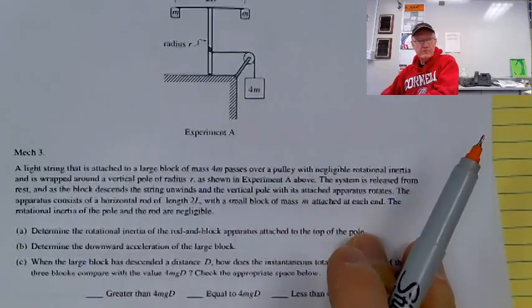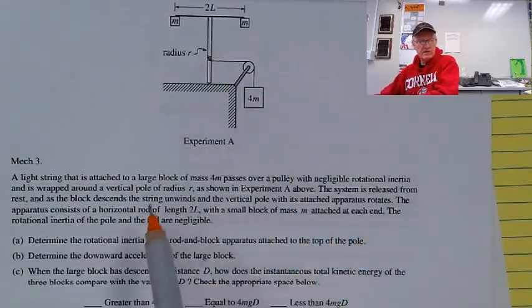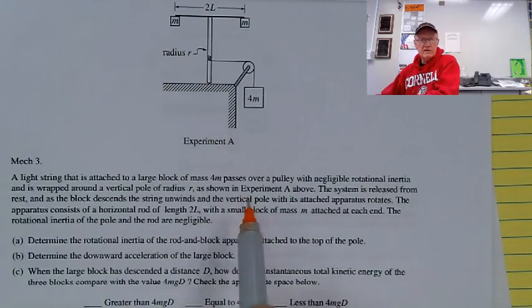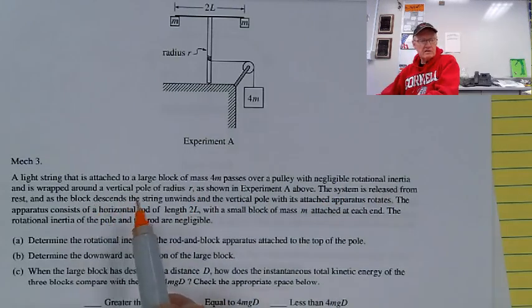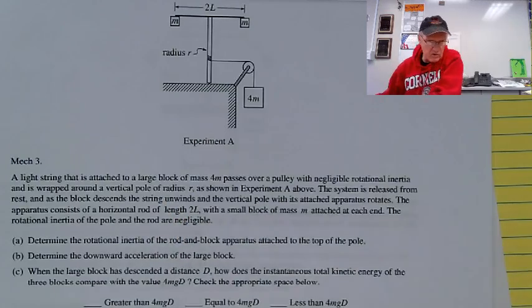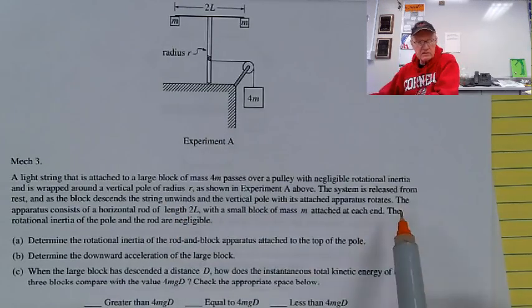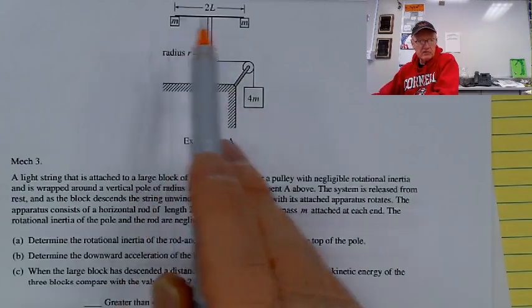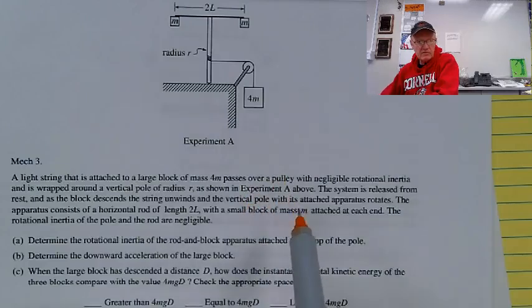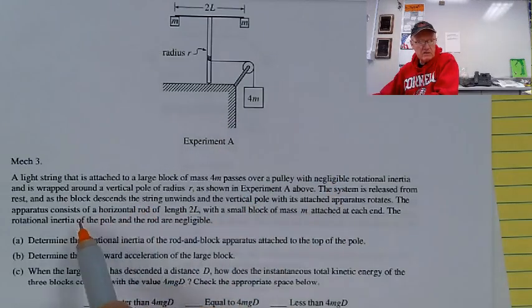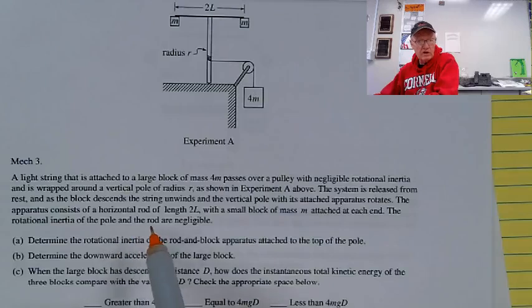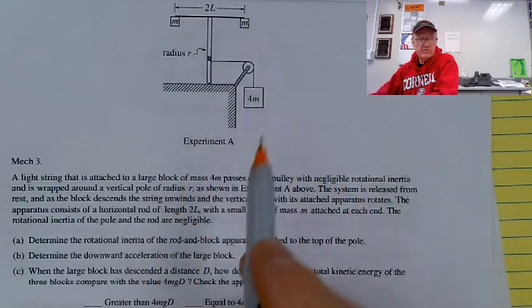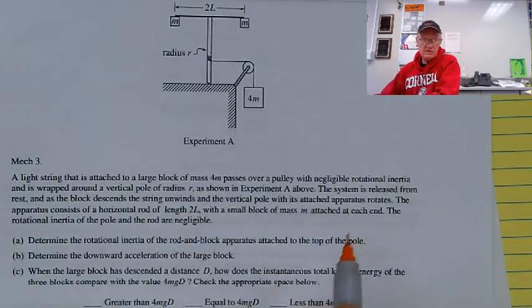The system is released from rest, and as the block descends, the string unwinds and the vertical pole with its attached apparatus rotates. The apparatus consists of a horizontal rod of length 2L with a small block of mass m attached at each end. Rotational inertia of the pole and the rod, that's the pole, that's the rod, are negligible. So those things apparently have no mass. Determine the rotational inertia of the rod and block apparatus attached to the top of the pole.